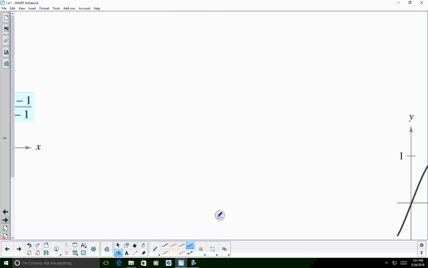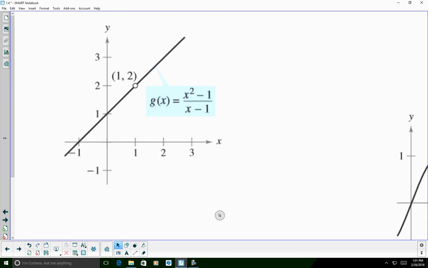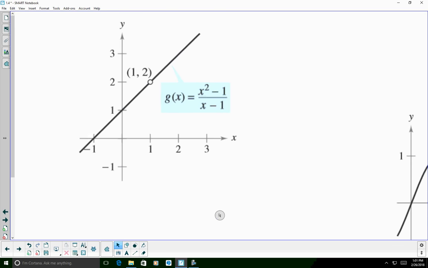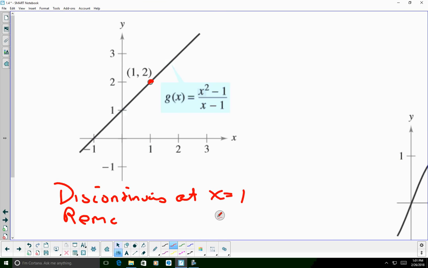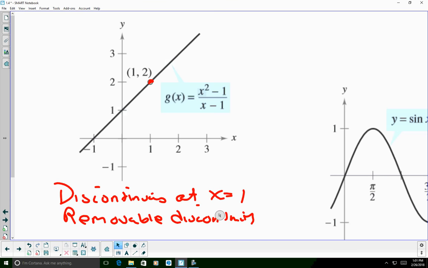The next graph I have is one like this. Here, if I want to think of like patchwork, I could just patch that little hole, and then it would be continuous. It's still discontinuous at x is equal to 1, but it's a removable discontinuity. I'm sure I'm spelling everything wrong. I'm sorry about that.